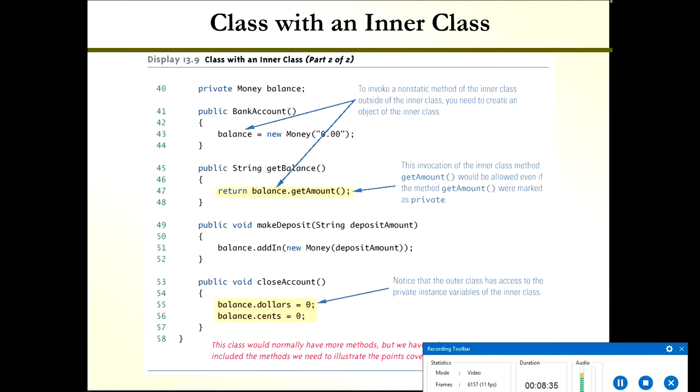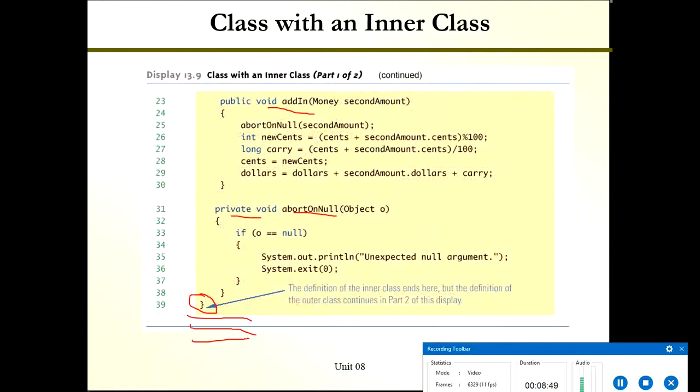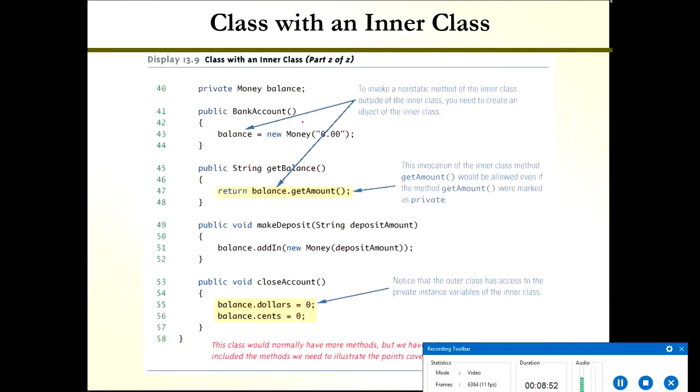Alright, now how to invoke the non-static methods of the inner class. To invoke the non-static methods of the inner class outside the definition of the inner class, if you see here, the inner class ended over here, and if we want to invoke any non-static method of the inner class, we need to create an object of the inner class. So here we have made an object of the inner class.